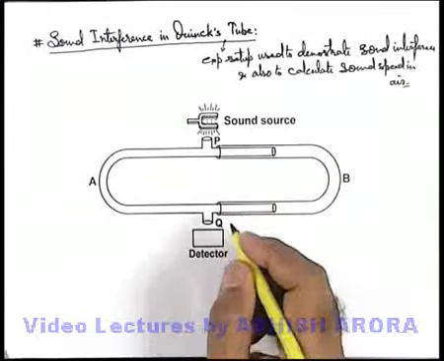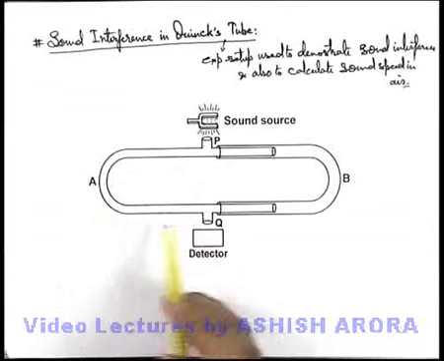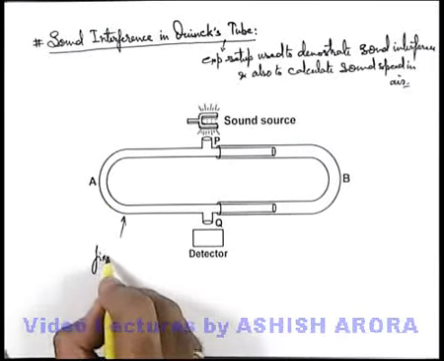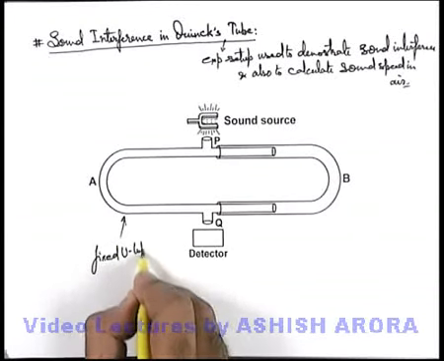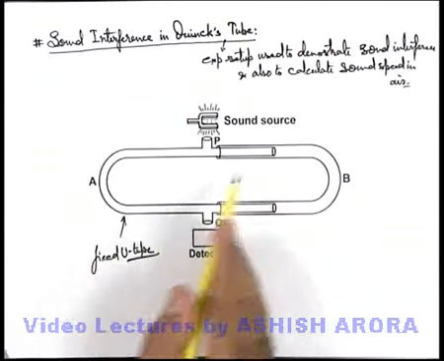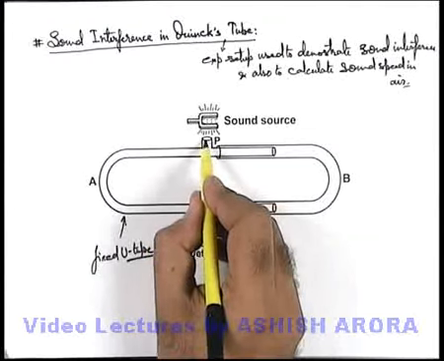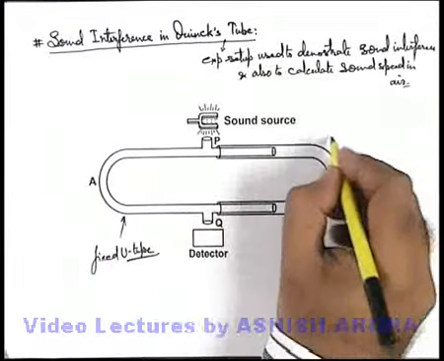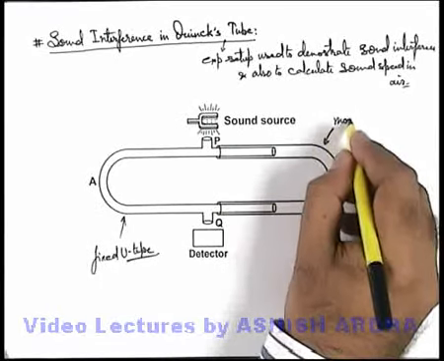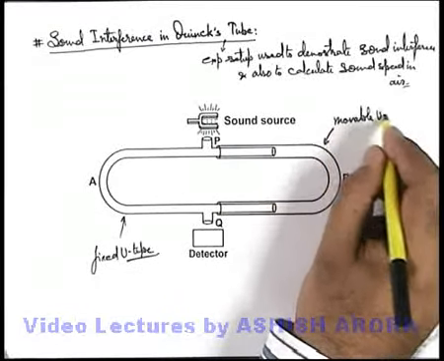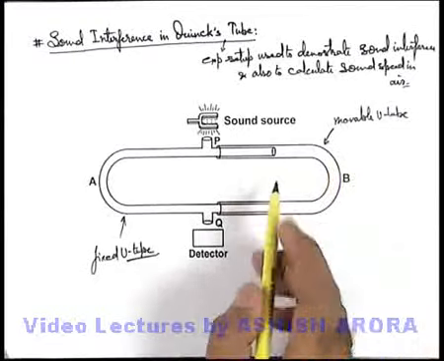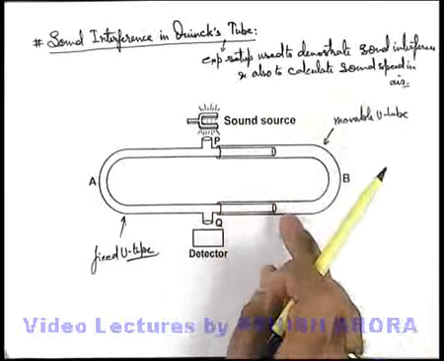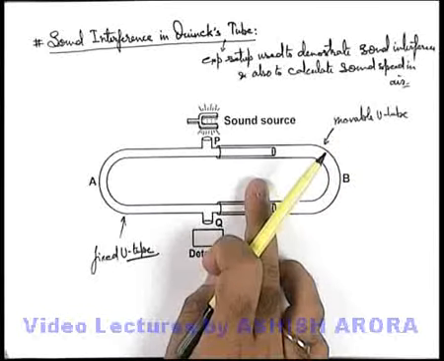in air. This is the typical setup of Quincke's tube, in which there is a fixed U tube which is having two openings at point P and Q, and there is a movable U tube which can slide over the fixed tube left and right. It can be pulled out, can be pushed in.